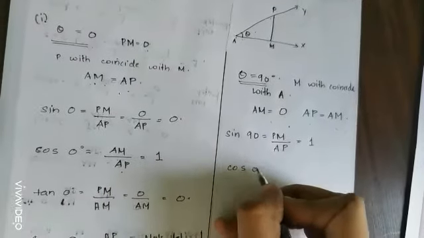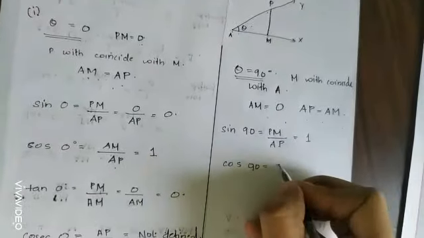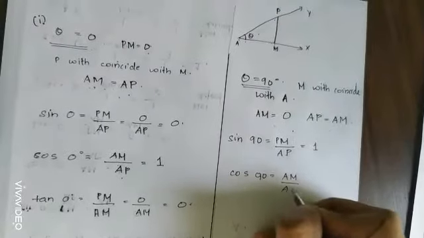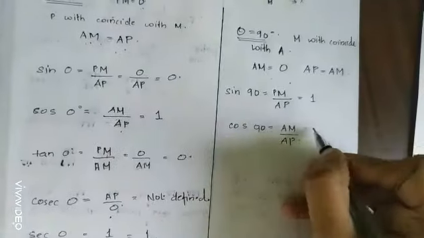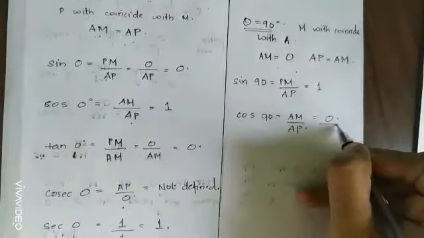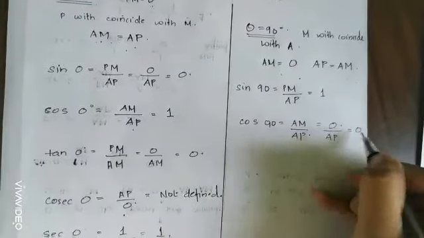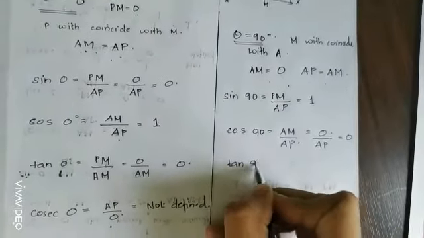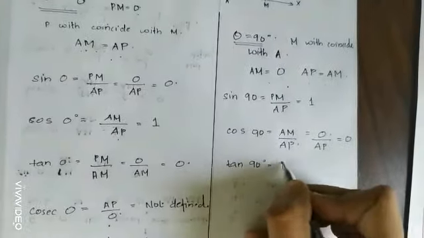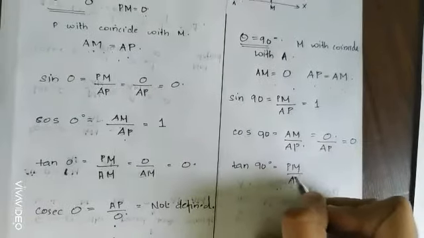Now cos 90 is equal to AM by AP. We have an observation that AM is equal to 0, therefore this comes out 0 by AP, which is equal to 0. Now tan 90 degree is equal to PM by AM.